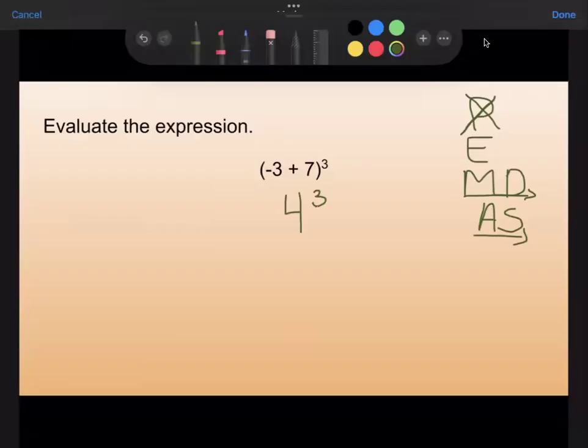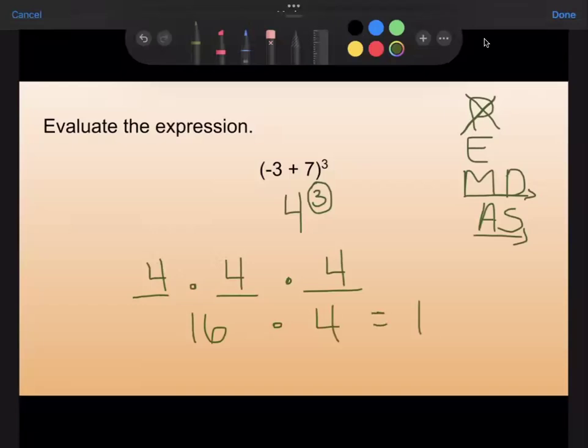To evaluate this, I use the exponent to tell me how many times I need to multiply. So that'd be 1, 2, 3 numbers that I'm multiplying. And the base is the number that I'm multiplying. So this is 4 times 4 times 4. 4 times 4 is 16. And then 16 times 4 is 64. So that would be the final answer, or the final value, for this expression, 64.